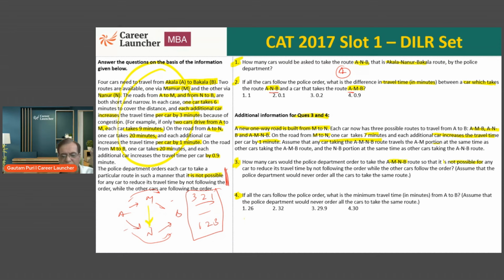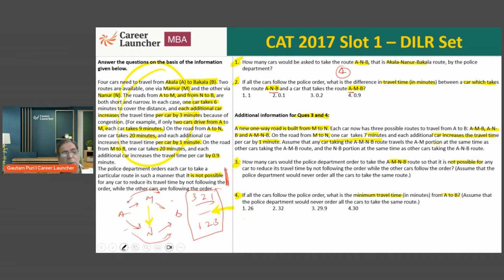Again, to minimize time. Okay. Question 4. If the car follows, what is the minimum travel time in minutes from A to B? Great. So doable set. In the worst case, I may need to make cases, but it is quite possible I may not need to do any of such thing. So even if I have to make the cases, there are only 3 cases which are possible.